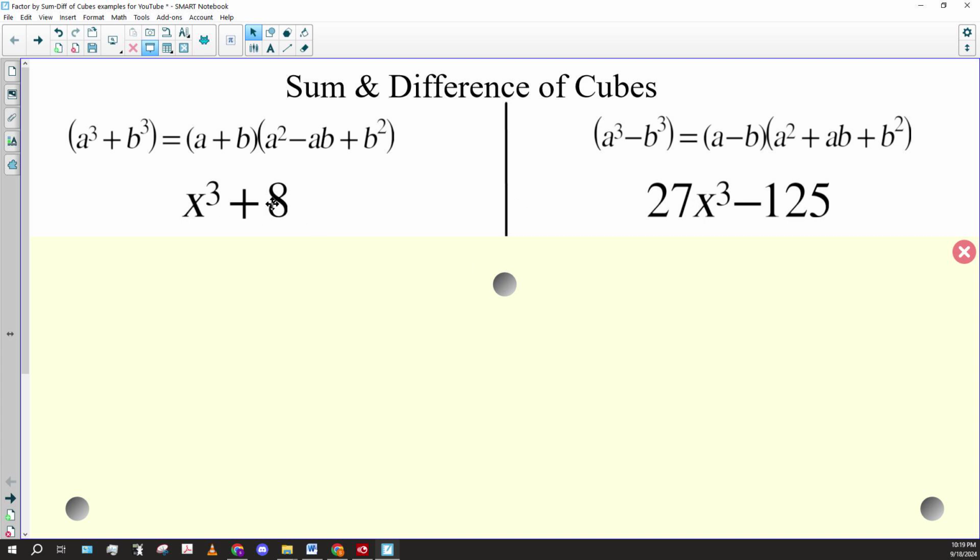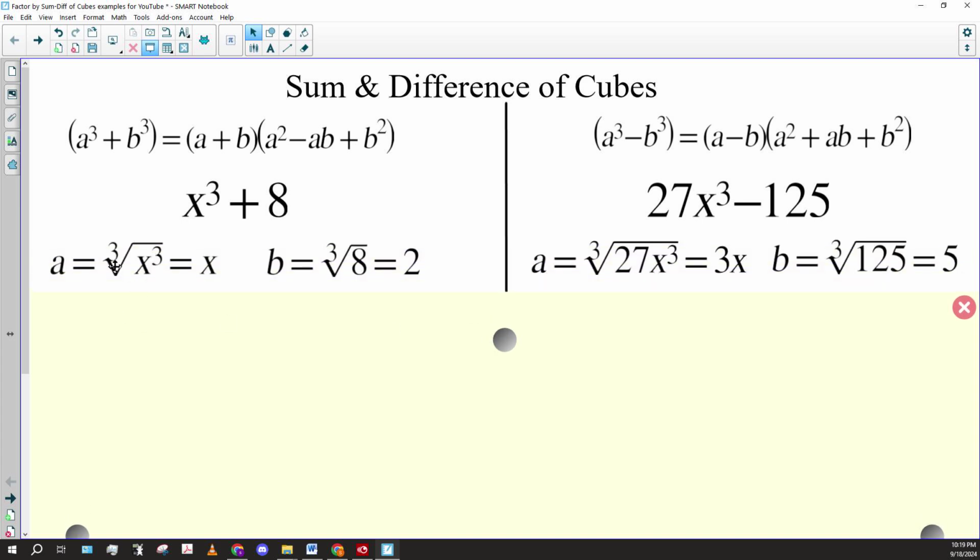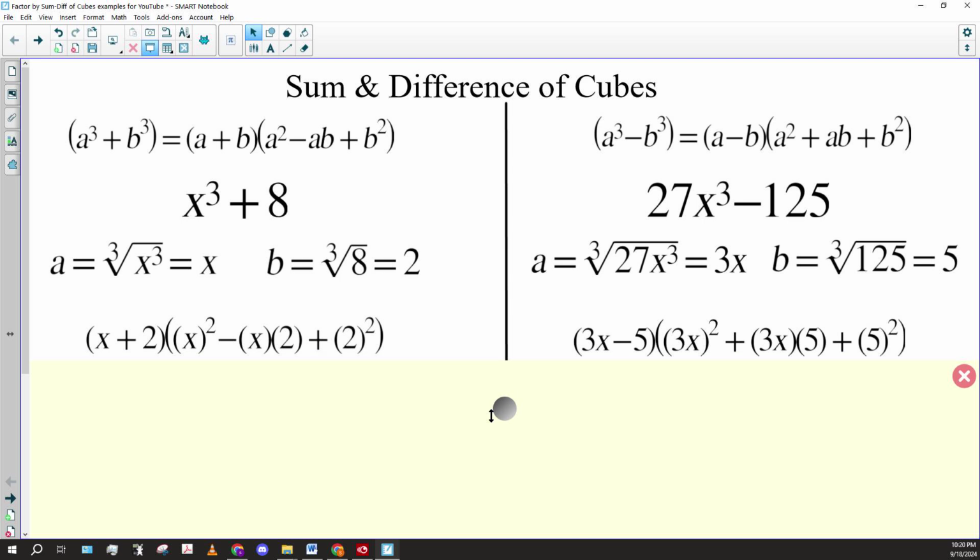All right, let's take a look at these two different equations here. We're going to start on this side over here, the x cubed plus 8. Because it's a plus sign, it's going to be the sum of cubes. And so what you do mentally is you think, okay, what is the cube root of x cubed? And the answer, of course, is x. And the cube root of 8, the answer is 2. So the a term will be the letter x, and the b term will be the number 2 in our formula. And so I just replace all the a's with x's, and all the b's with 2's.